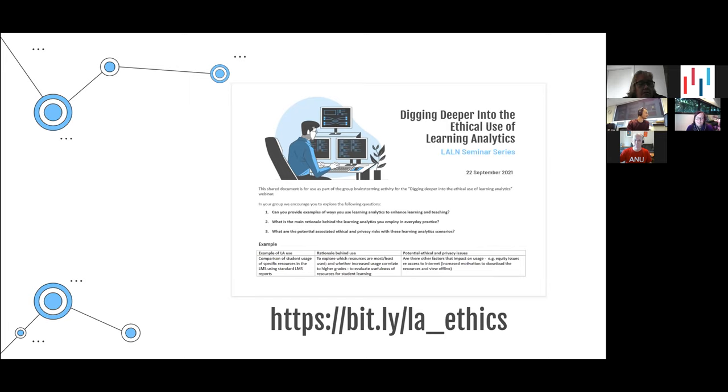This will take you to a Google Doc where the first page is what you see there on the screen, where we'll remind you what the questions are that we're asking you. We've given you a bit of an example of what you could do as a response to this. And we'd like you to work in your group and to populate some tables that we've created there for you with some examples of the usage of learning analytics, the rationale behind that usage, and the potential ethical and privacy issues.